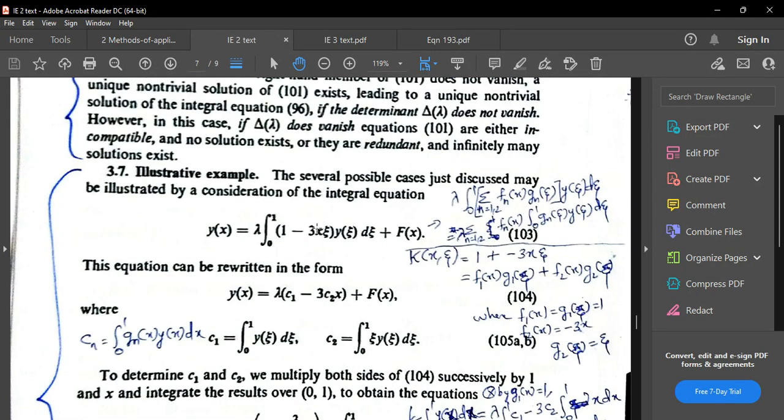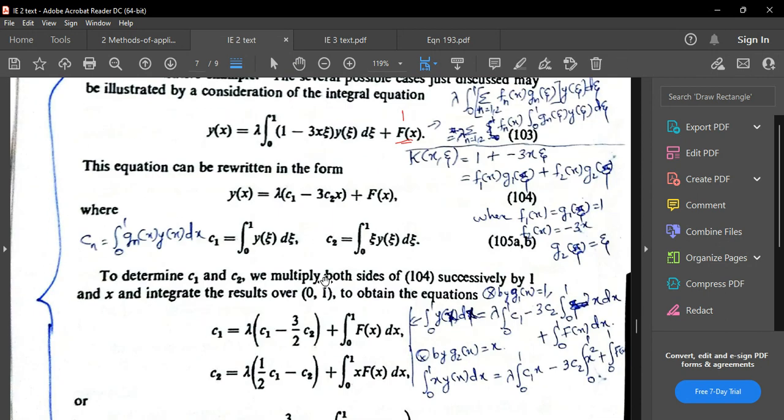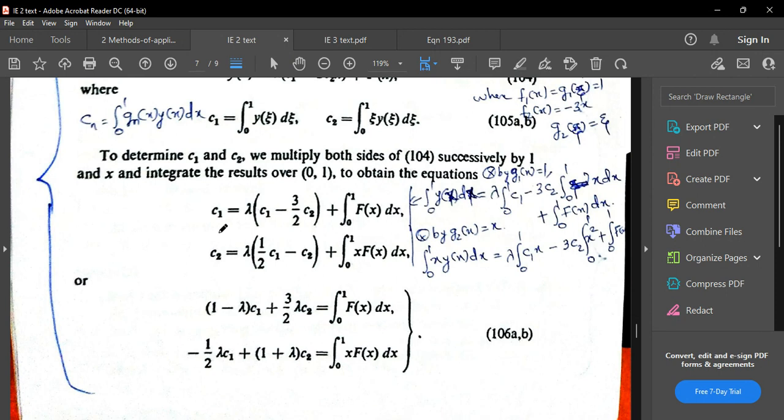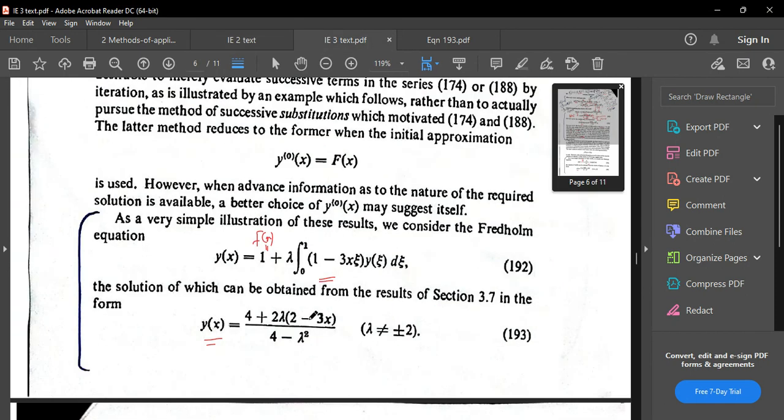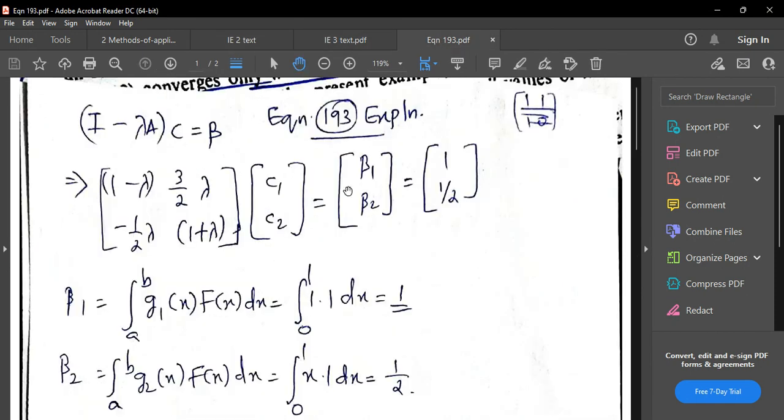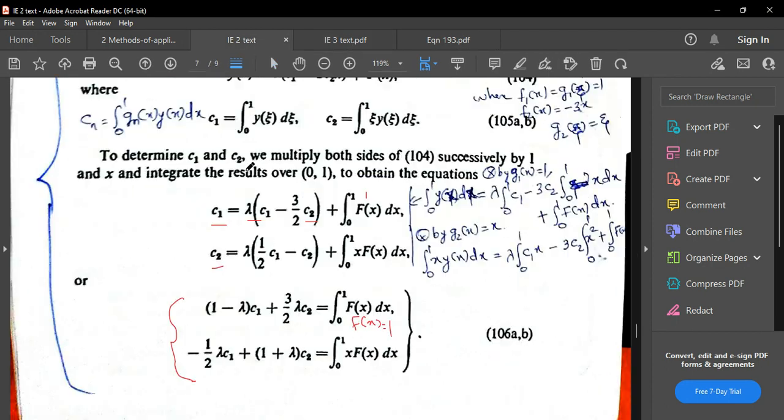Here f of x in this problem is equal to 1. So we can calculate this c1 and c2 by lambda into c1 plus 3 by 2 c2 plus integral 0 to 1 of 1 dx, integral 0 to 1 of x into 1 dx, that is x dx. This equation can be computed since the right hand side f of x is given as 1 here. So what will we get? That is the explanation that I have given.